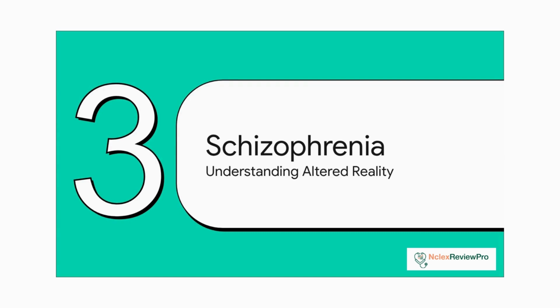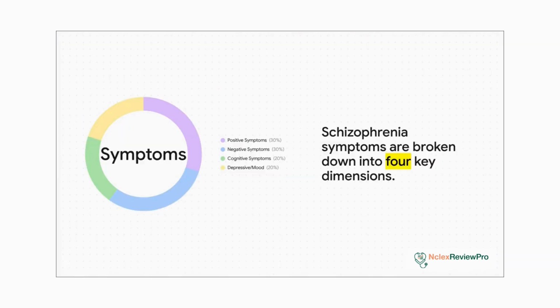Now, we're going to shift gears to something that can be really complex, trying to understand the altered reality of someone with schizophrenia. You know, a lot of people think schizophrenia is just about psychosis, but it's so much more than that. This chart breaks it down really well into 4 different types of symptoms. First, you have the positive symptoms. That's the psychosis stuff. Then you have the negative symptoms, which are about what's missing. You've also got cognitive symptoms that mess with thinking and memory. And finally, there are often mood symptoms, like depression and hopelessness.